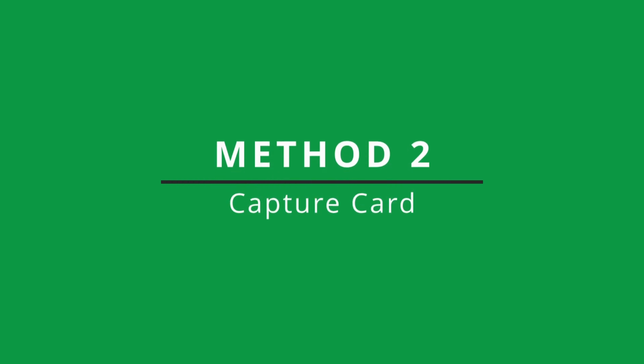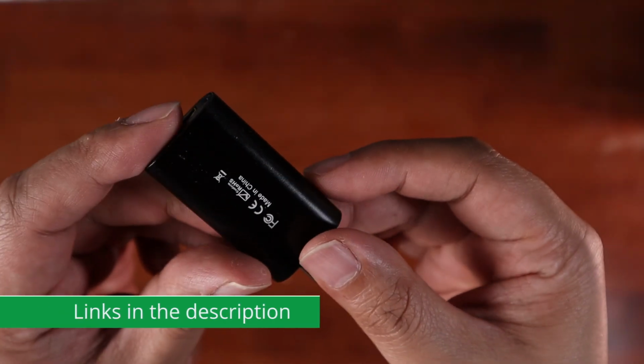The next method to turn your Canon M50 into a webcam is to use a capture card. Now, there are different brands of capture cards out there, and there are different price ranges. I've got this one right here.